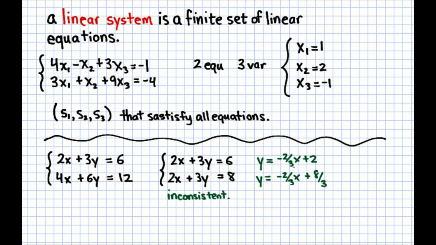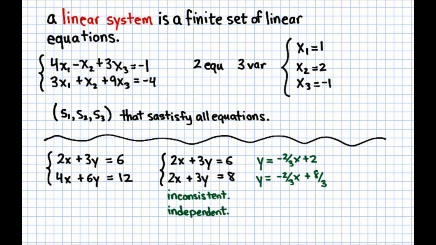Inconsistent. But even though the slopes are the same, the y-intercepts are different, and that means that the 2 equations themselves are fundamentally different. So, even though the system's inconsistent, we also say that because the equations are different from each other, the system is independent. Independent means that no equation depends upon the other.